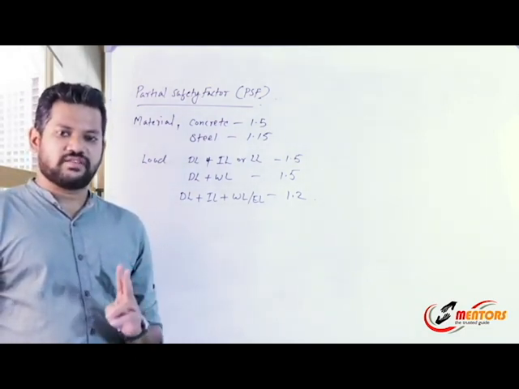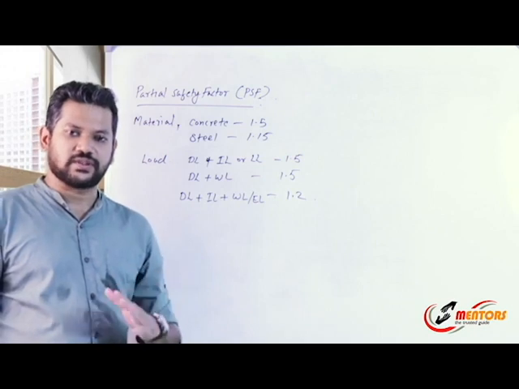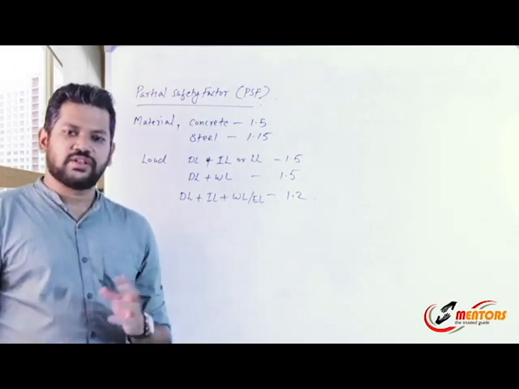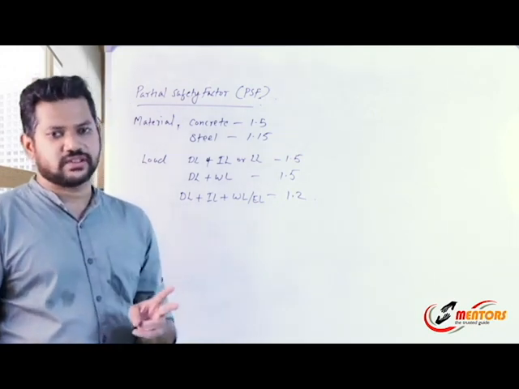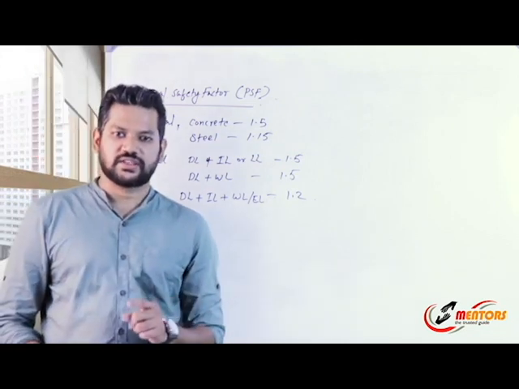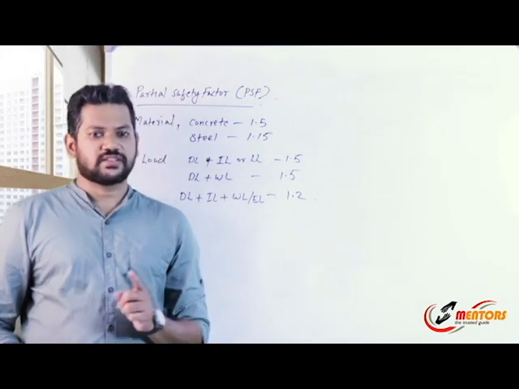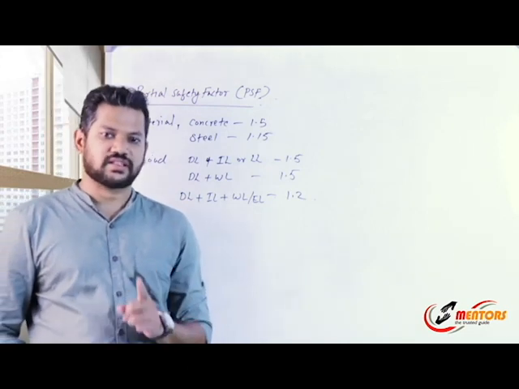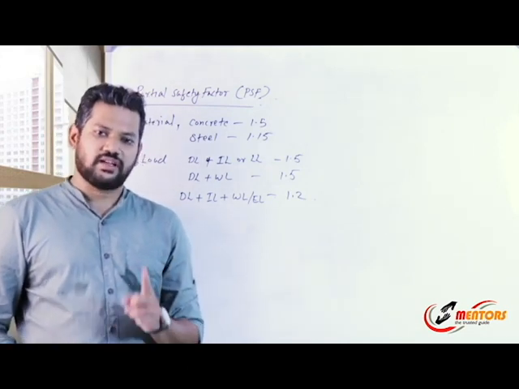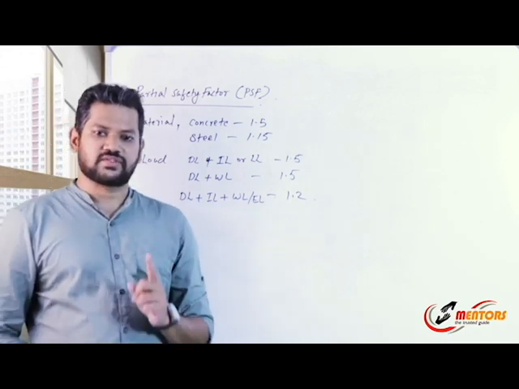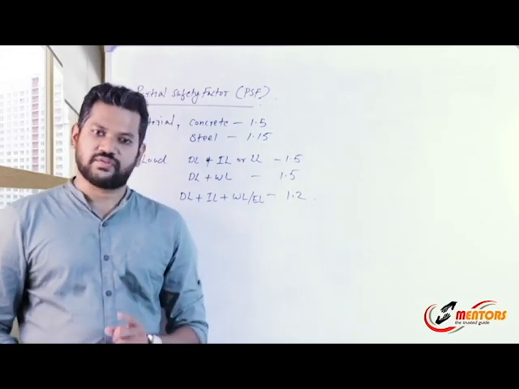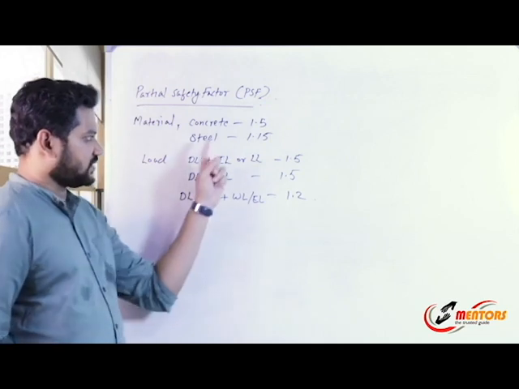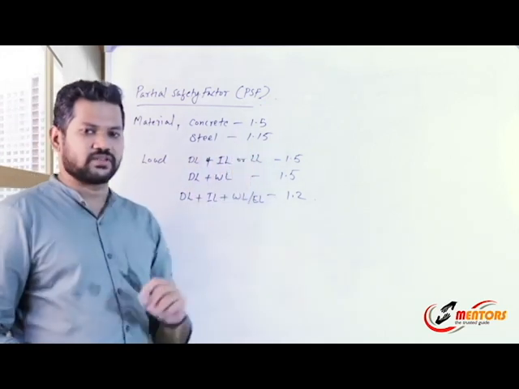Next, we can look at the partial safety factor, in short PSF. There will be a partial safety factor for the material as well as for the different combinations of loads. In RCC, in general, there are two materials: the first one is concrete and the second one is steel. For concrete, the partial safety factor is 1.5. That is important; it can be asked. And the partial safety factor for steel is 1.15.